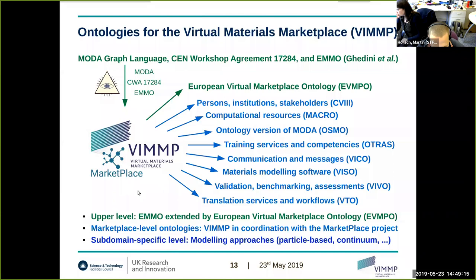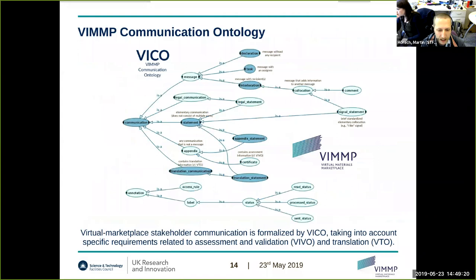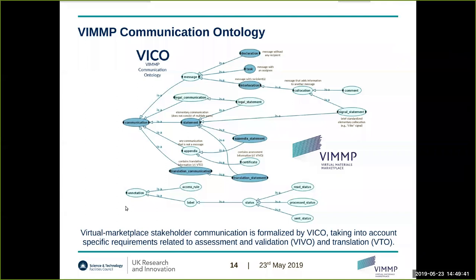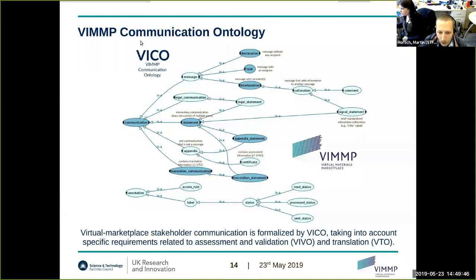So they are now at a first draft stage, which is good because now we are in a discussion together, and any remarks or suggestions for development that you have can influence this development. And most of them are, for that reason, quite simple, containing not too many concepts, like we have here. In this case, this is the ontology for communication. What sort of messages do we expect people to exchange on the marketplace?